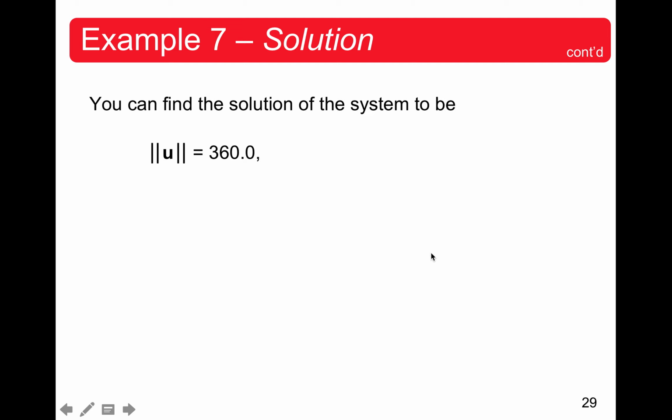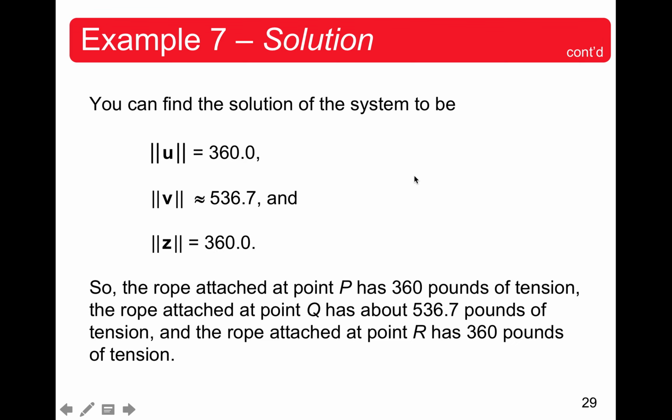What you would find is that u equals 360, v is about 536.7, and z is equal to 360. That means that the rope attached at point P has 360 pounds of tension, V has 536.7 pounds of tension, and Z has 360 pounds of tension. And that is so that the whole system stays in equilibrium in the way that it was drawn.